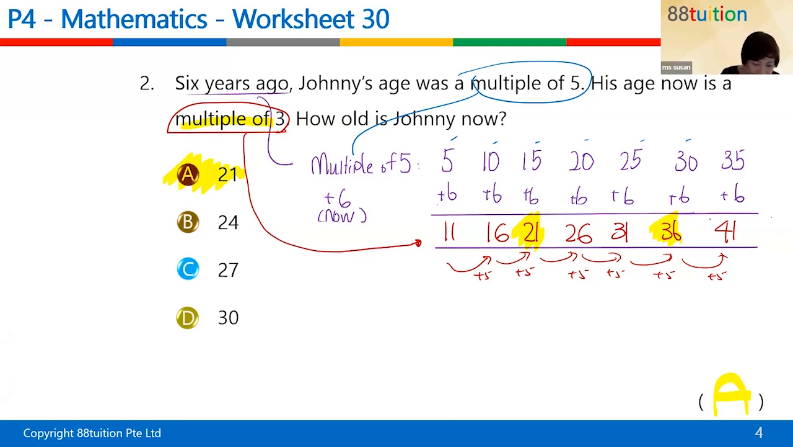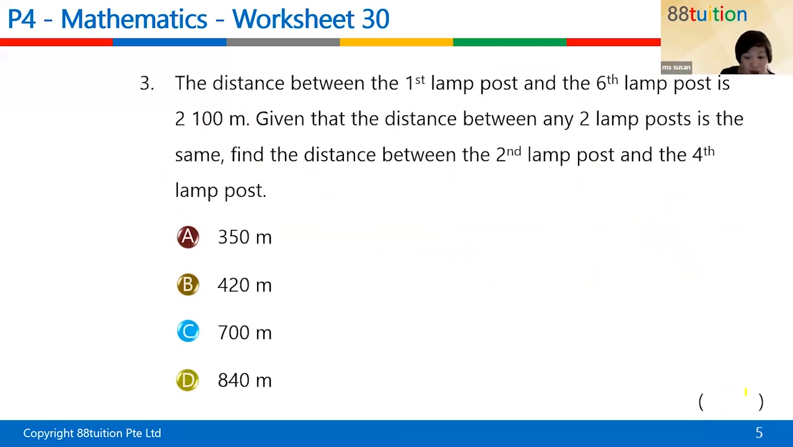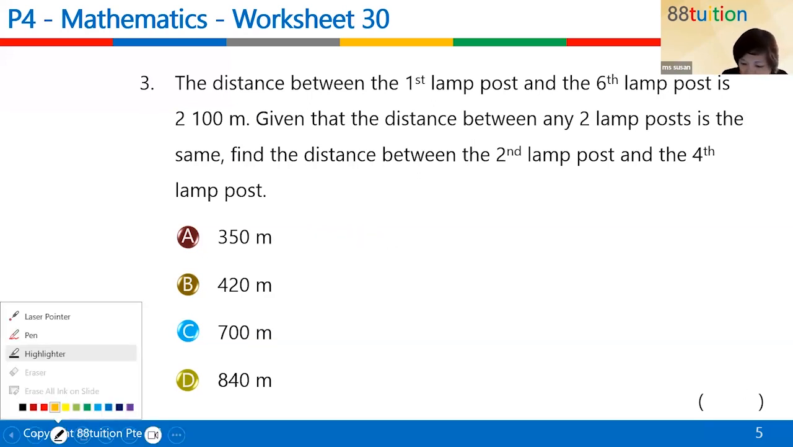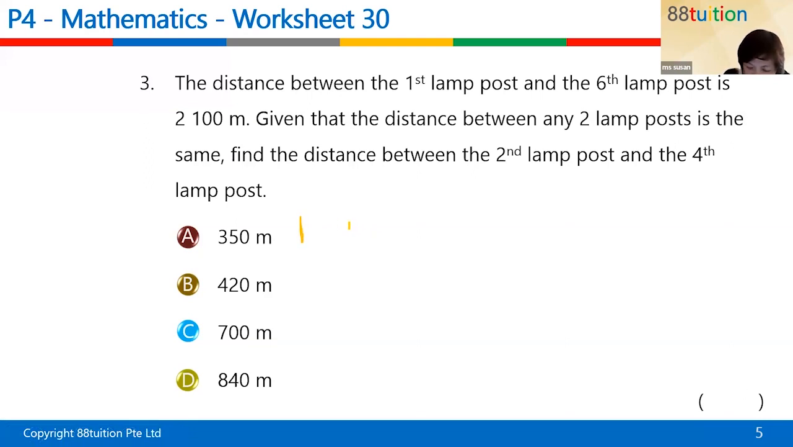Okay? Next question. The distance between the first lamppost to the sixth lamppost is 2,100. Given the distance between any two lampposts is the same, find the distance. What I'm going to draw here is the distance apart from the first lamppost to the sixth. So this is the first lamppost. Imagine probably the lamppost, I put it like that. This is the first lamppost. Second, third, fourth, fifth, sixth.